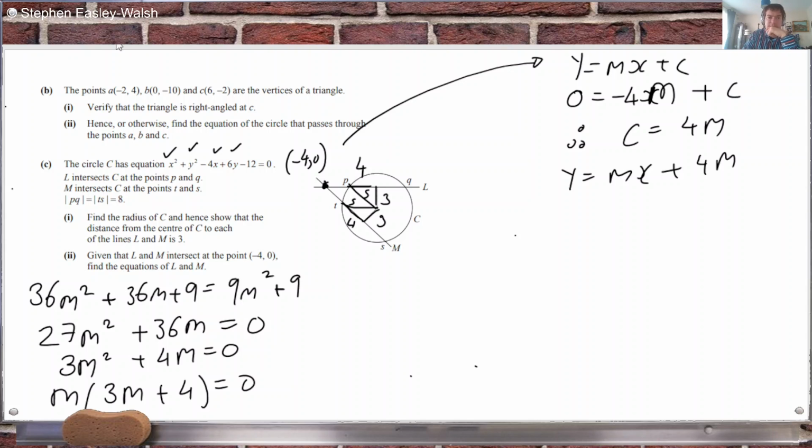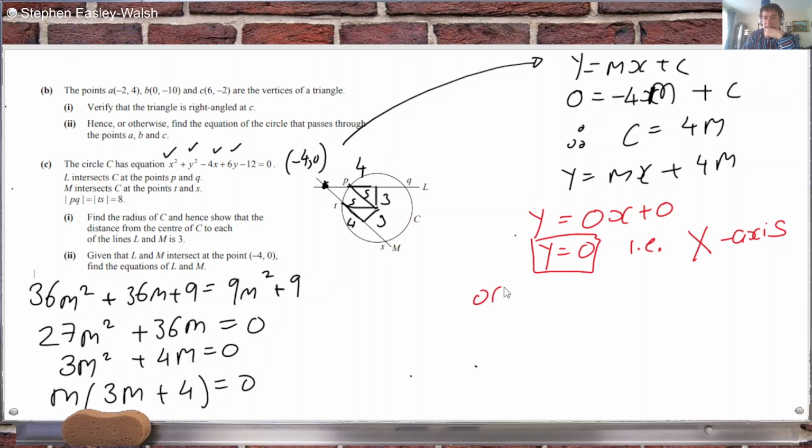Either 0, so y would equal 0x plus 0. So y would equal 0, i.e. the x-axis. Interesting. Or y equals -4 over 3 x minus 16 over 3.